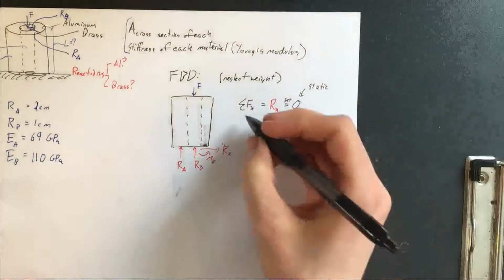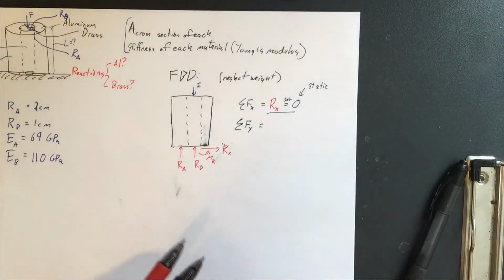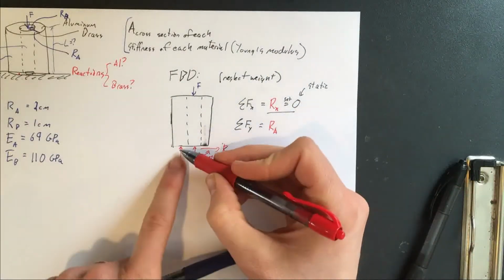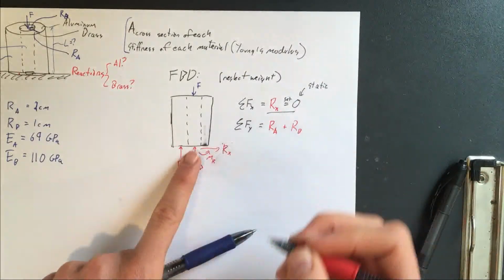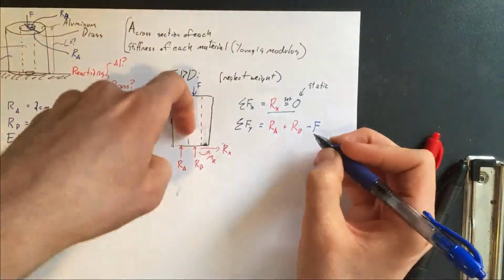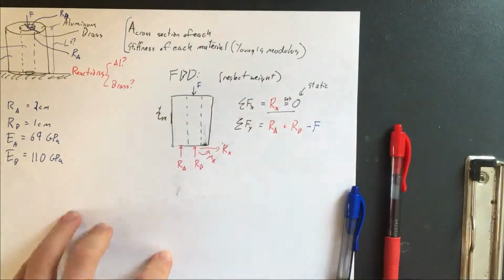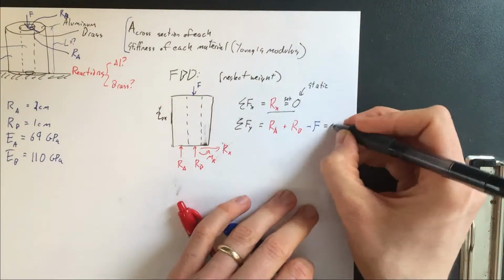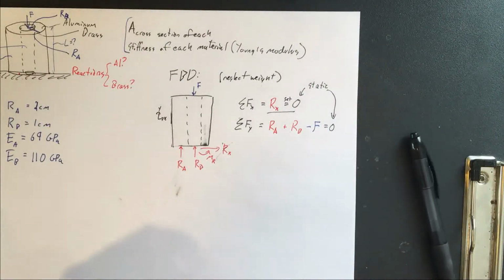So onward. Let's sum forces in Y. If we sum forces in Y, we have Ra, the part of the Y reaction force that's applied to the aluminum. We also have Rb, the part of the reaction force that's applied to the brass. And then we have minus F, because F is acting in the negative Y direction. I suppose I should add my X and Y axes here. And we set that equal to 0 because we're also dealing with statics.